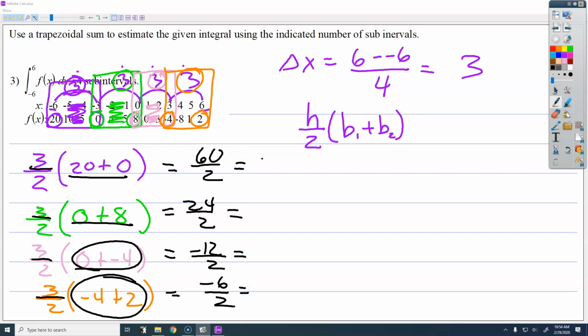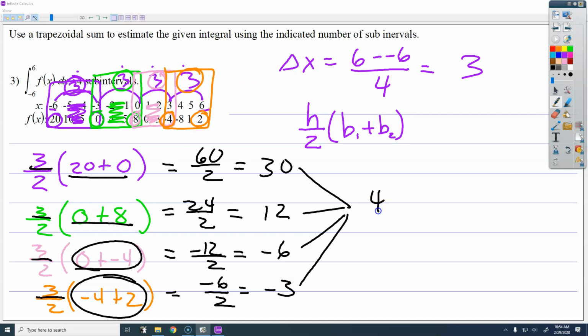So let's go ahead and do that. So I have 30, 12, -6, -3. And we just need to combine all those together to find the estimated area under the curve, which is 42, take away 9, 33. So the estimated area under the curve, or the estimated integral value, would be 33 using a trapezoidal sum.